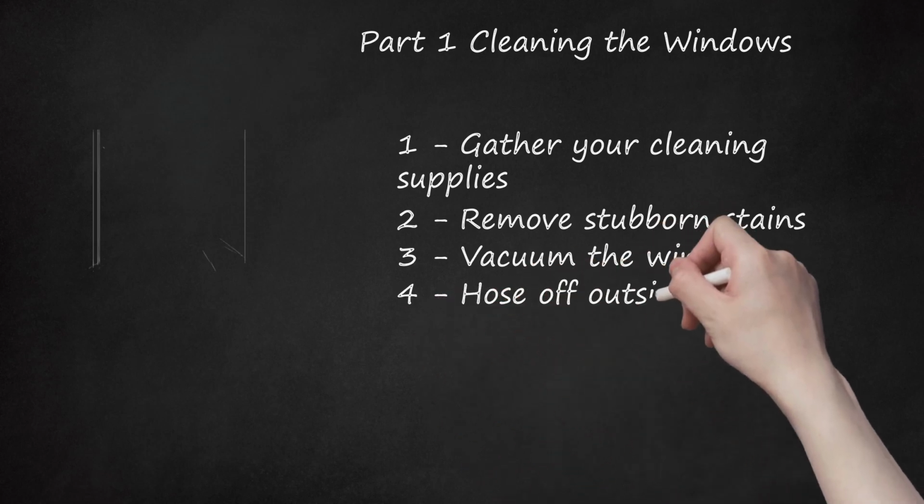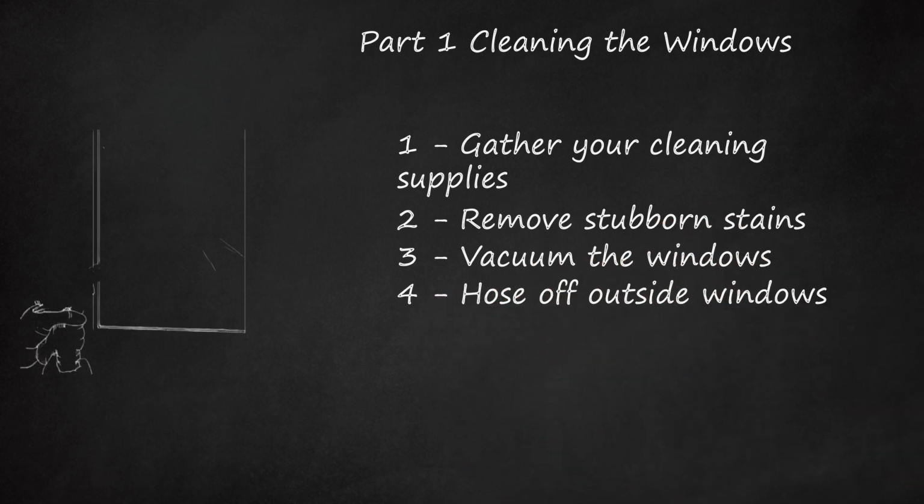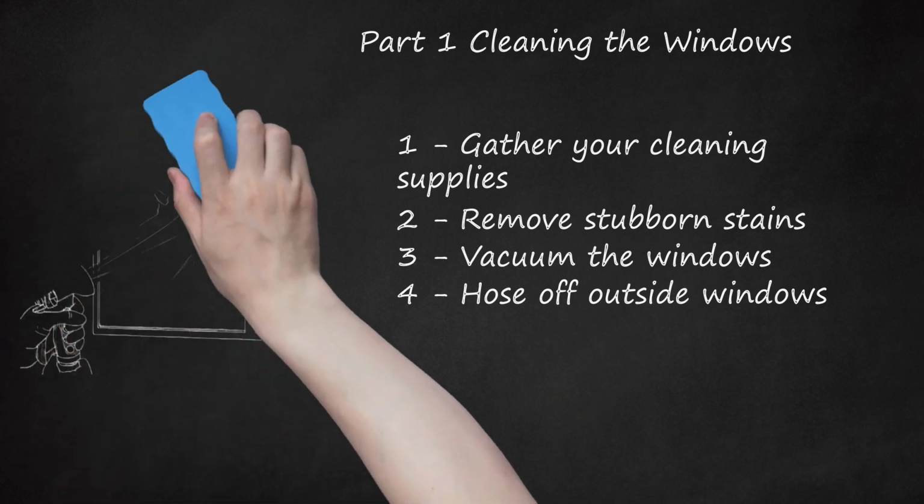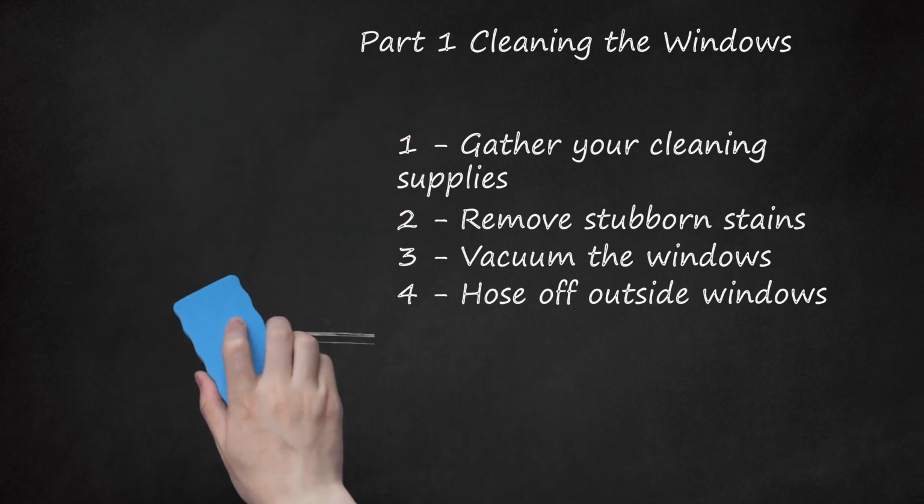4. Hose off outside windows. Outdoor windows are frequently bombarded with dust, dirt, and debris from the outside world. The best way to prevent that dirt from leaving streaks on your clean windows is by removing as much of it as possible before you start cleaning. Use a hose outfitted with a spray nozzle and spray all the outdoor windows to remove dirt, grime, and other buildup.